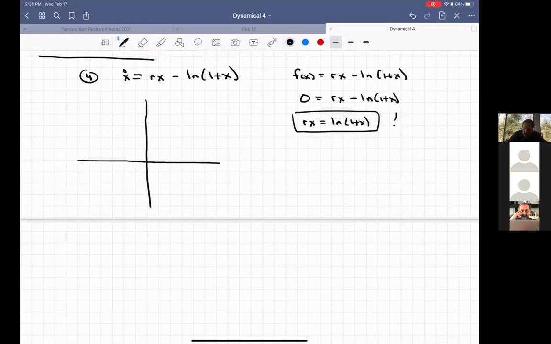The ln of 1 plus x blows up in the negative direction at ln of 0, right? Ln of 0 is minus infinity, right? Everybody agree? Yep.